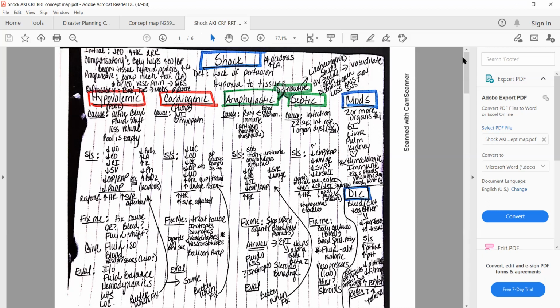If that fluid's backing up around the heart and the lungs: chest pain, crackles, shortness of breath. They might have edema, S3, S4. What happens to your first responders? Well, your heart rate goes up, your SVR goes up, your afterload's up, your respiratory rate's up, all the first responders kick in. So fix me, treat the cause. I've got to fix the pump. If they're having an MI, we've got to get them to the cath lab. We've got to treat that.